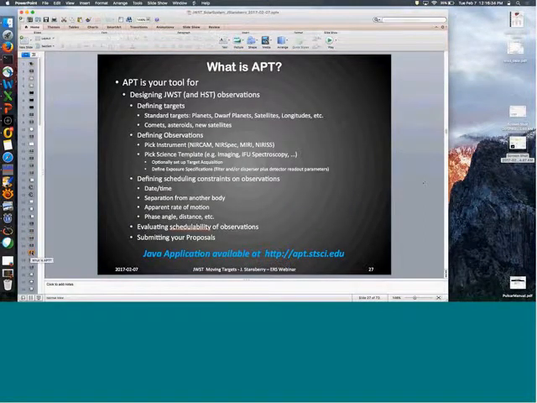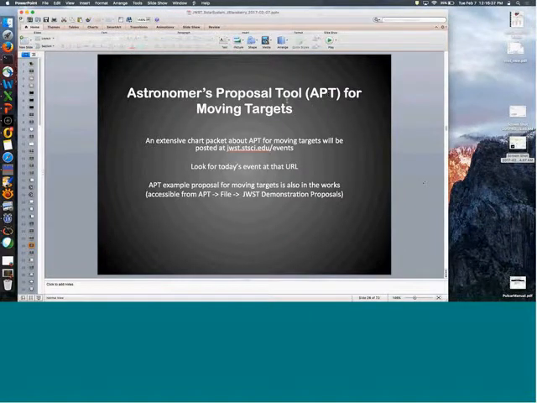Okay, I just want to present a few slides about the Astronomer's Proposal Tool, or APT. After this webinar, I'll be posting additional chart packets that you'll be able to find at this URL, and then you can find an event for today's webinar. And within a week or so, we should have charts posted there, and I'll finally post a fairly long chart packet about how to use APT to define moving targets, and it'll include some examples of setting up a few templates, which is more general, but it would be useful for people.